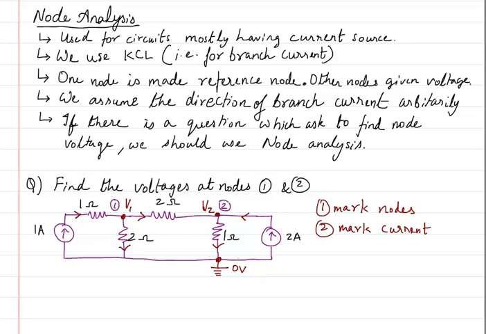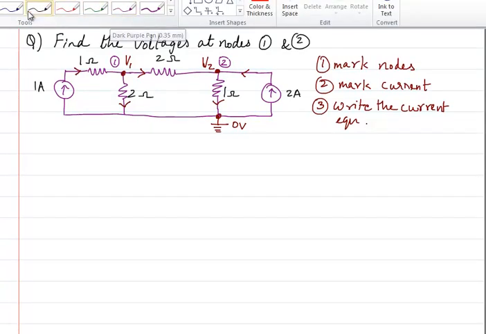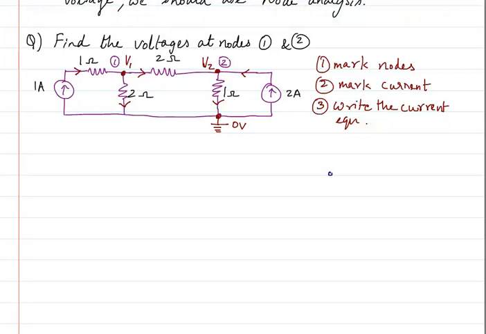Next, the third step is to write the current equation. So how do you write the current equation? See, it is very important for you to understand how to write it, because this is where most of the people make the mistake. So suppose there is a node which I have marked as V1, or let's say VA, and there is another node that I have marked as VB, and there is some element in between. Let us say that there is a resistance R, and the two nodes across it are VA and VB.